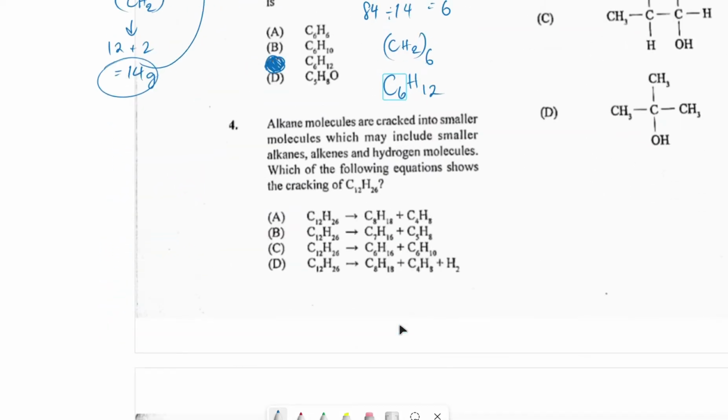Now for question 4. Alkane molecules are cracked into smaller molecules, which may include smaller alkanes, alkenes, and hydrogen molecules. Which of the following equations show the cracking of C12H26? Okay, the first thing I always do is check if what's on the left matches what's in the question. So since all of these are C12H26, then I'll have to go through and check them one by one.